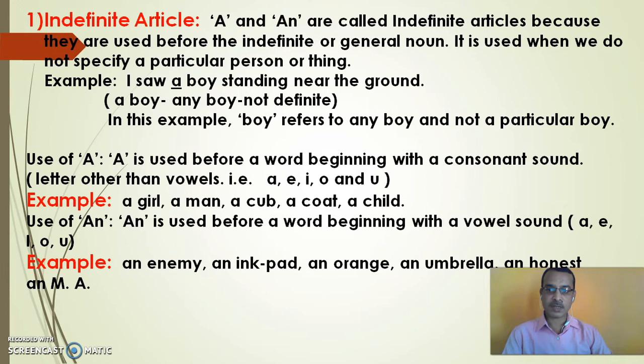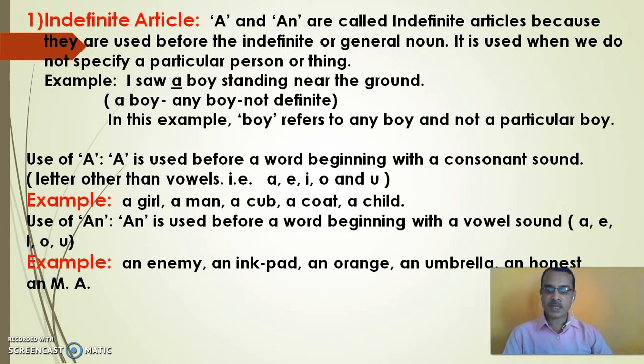For example, I saw a boy standing near the ground. In this example, a boy means it can be any boy, it is not definite. So, in this example, boy refers to any boy and not a particular boy.